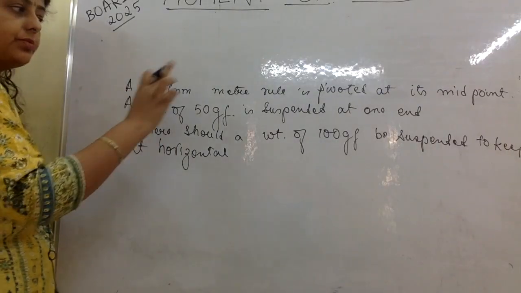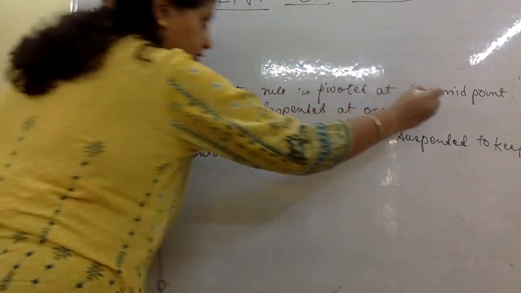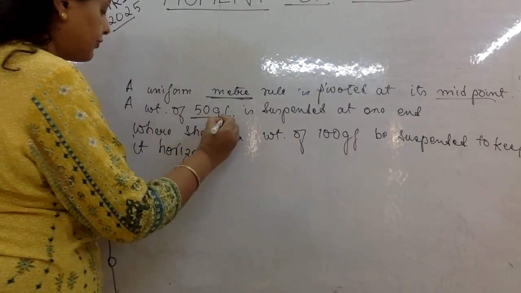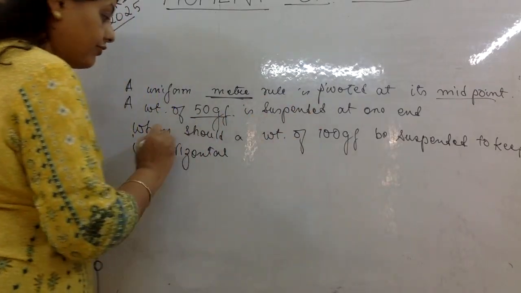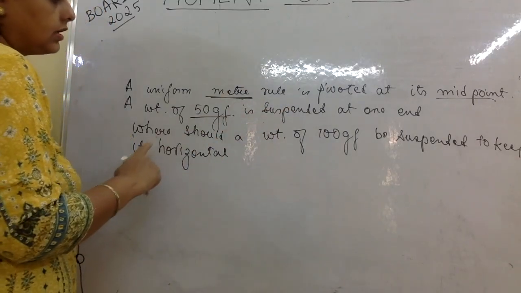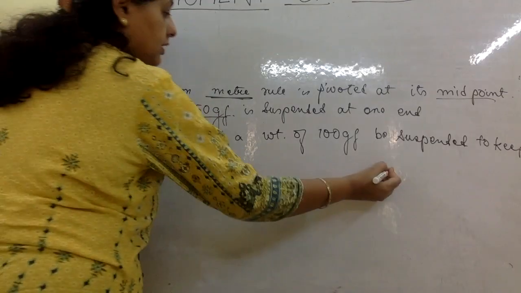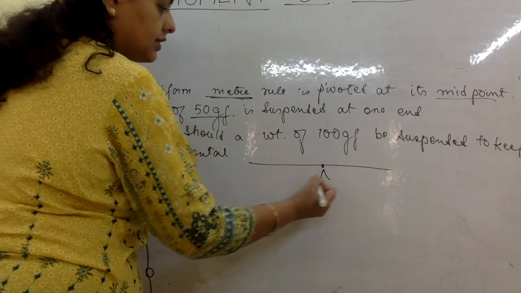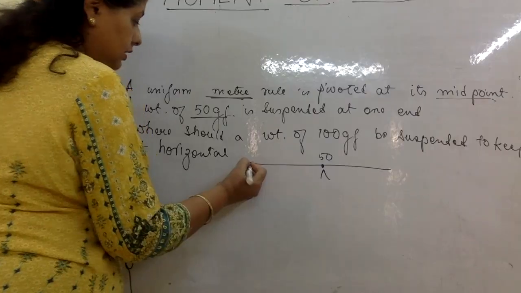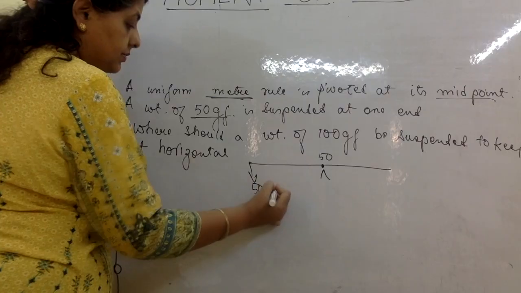Here is a question: a uniform meter rule, again very important, pivoted at its midpoint, that also is important. A weight of 50 gf is suspended at one end. Where should a weight of 100 gf be placed to keep the rod balanced? A weight of 50 gf suspended at the midpoint, the 50 centimeter mark, would pose no problem like the previous sum. Now here a weight of 50 gf is suspended at one end.